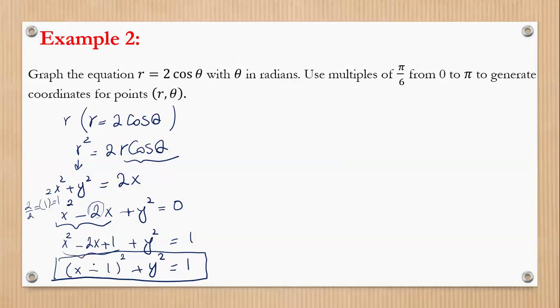So the h, or the number next to the x, is 1. k, the number with y, is 0 because there is no number. So the center is 1 and 0, and the radius is 1. And when we graph the equation, we also get the circle with radius 1 and the center at 1 and 0.